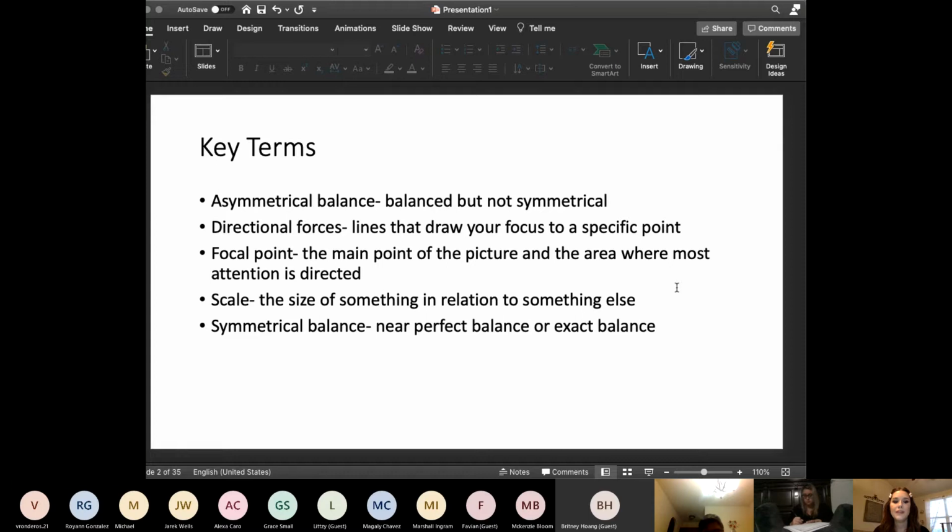A focal point is the main point of the picture where almost all of your attention is directed, thanks to those directional forces. And then scale is the size of something in relation to something else.